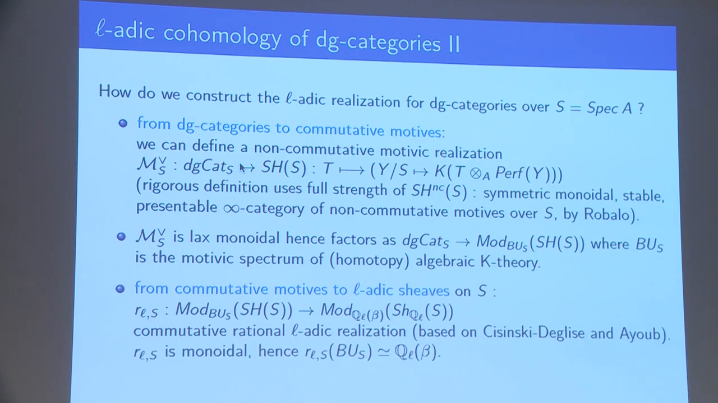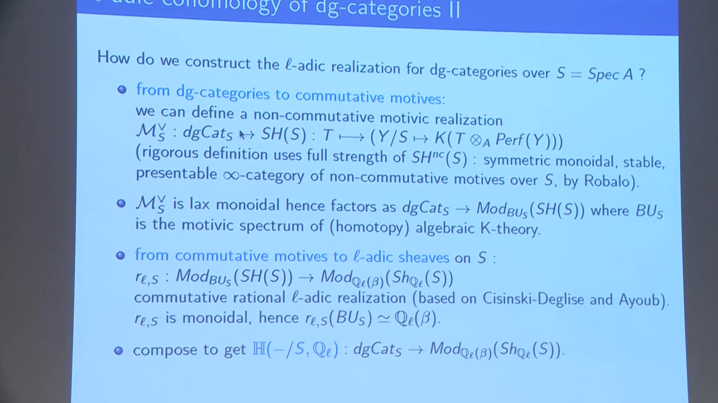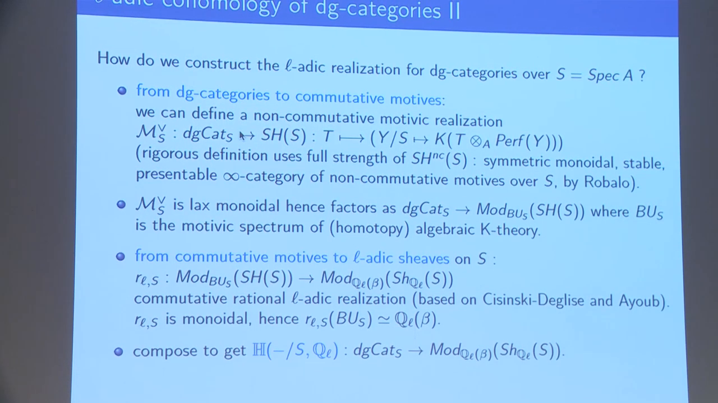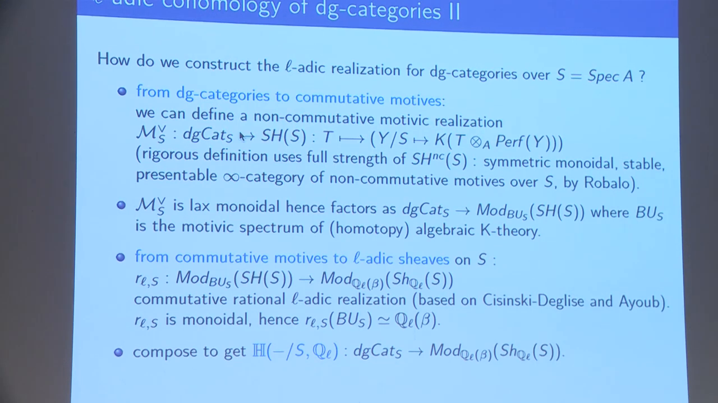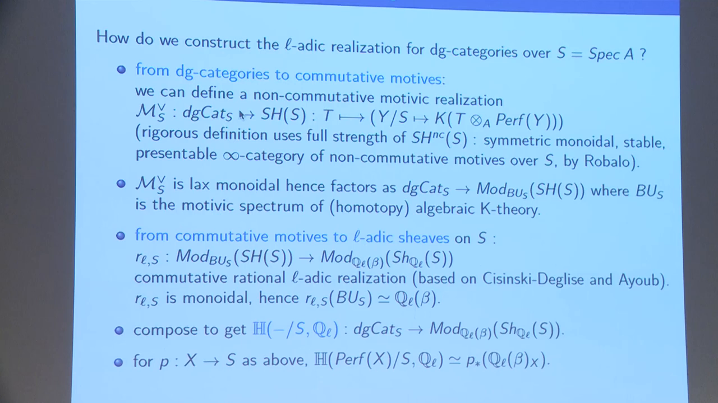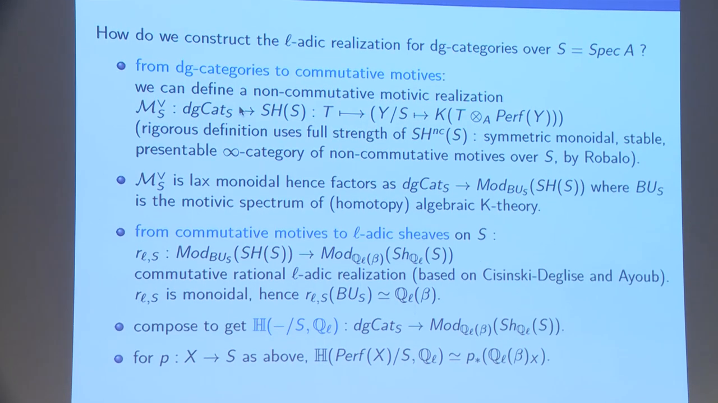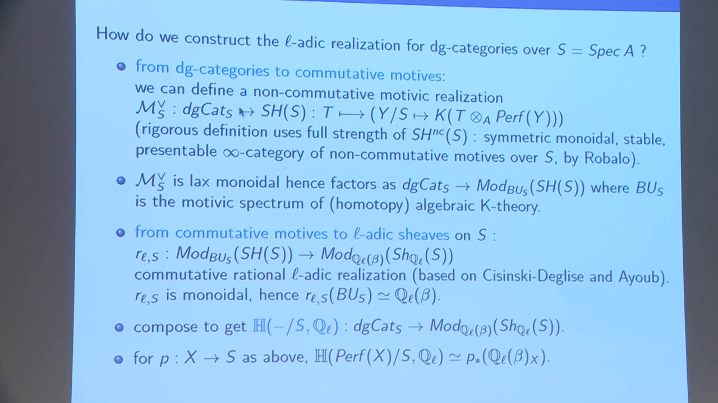And then you compose these two things, and you get a functor from DG categories to modules over this commutative realization, small r of BU_S, which is Q_l beta, as Marco showed. So you go from DG categories over S to modules over Q_l beta in l-adic sheaves over S. And this is just a restatement of the previous thing: you compute relative l-adic cohomology when you evaluate this on Perf of X.